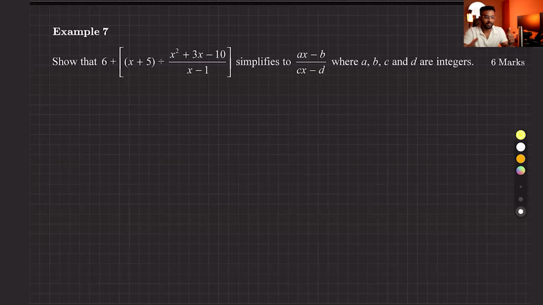Yes, we factorize it. In this step, the first thing you need to see is the division right there. Do you guys see that division? When you have a division, what does that mean? You flip the second fraction.